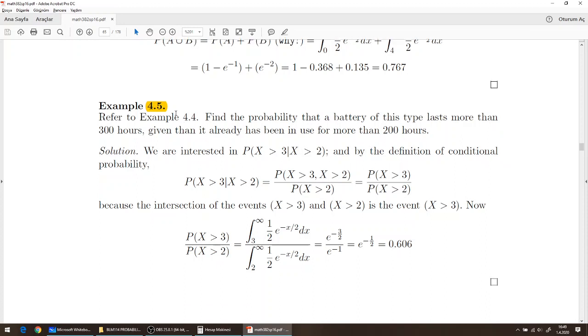Refer to the previous example. Find the probability that a battery of this type lasts more than 300 hours. That is, probability x is greater than 3. Given that, given then is, I think, a mistake. Given that it already has been in use for more than 200 hours. Given means, I think you remember, given means conditional probability. So we can express it by probability of x is greater than 3 given that x is greater than 2.